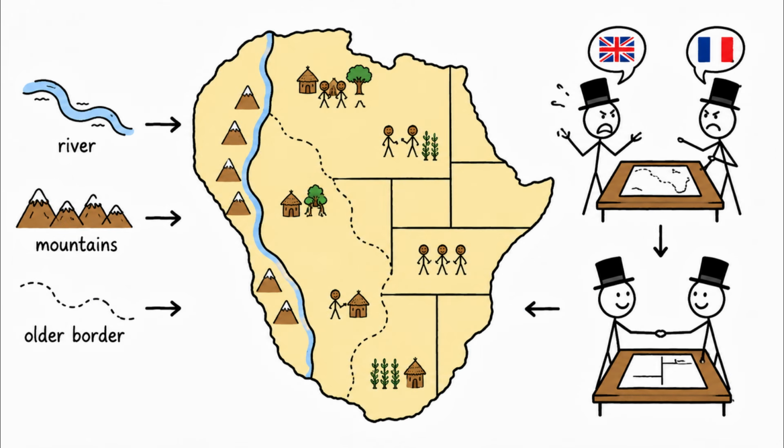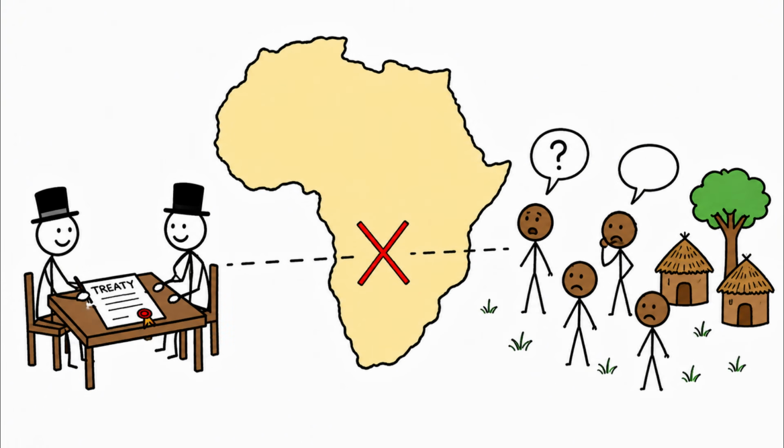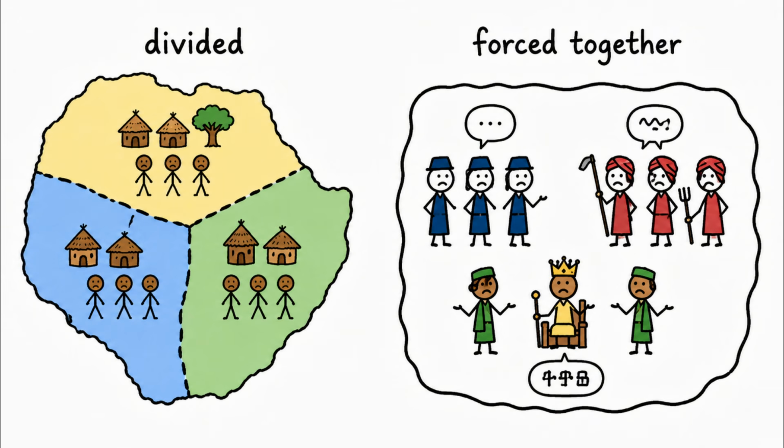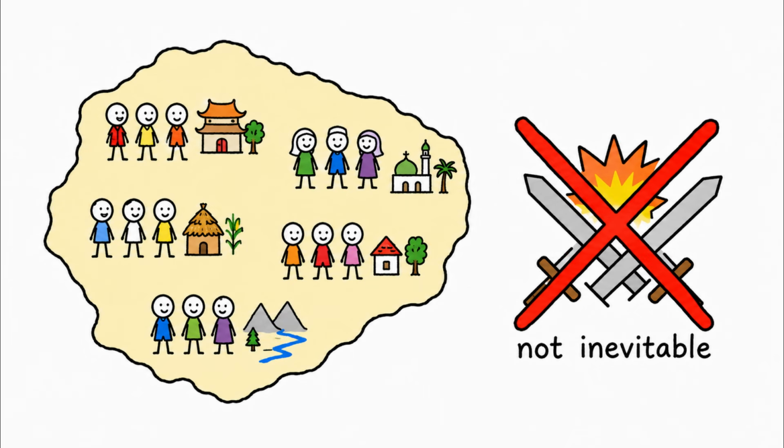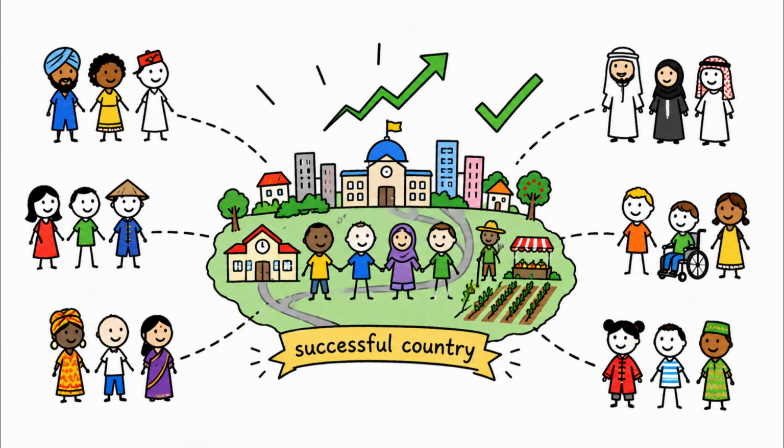Some borders did follow rivers, mountains, or older political divisions, but many were designed to settle arguments between European empires, not to create coherent African states. The people living on the land were rarely consulted. As a result, some communities were divided between several colonies. Other colonies forced together groups with different languages, political systems, and historical relationships. This did not automatically make conflict inevitable. Diverse societies can and do form successful countries.